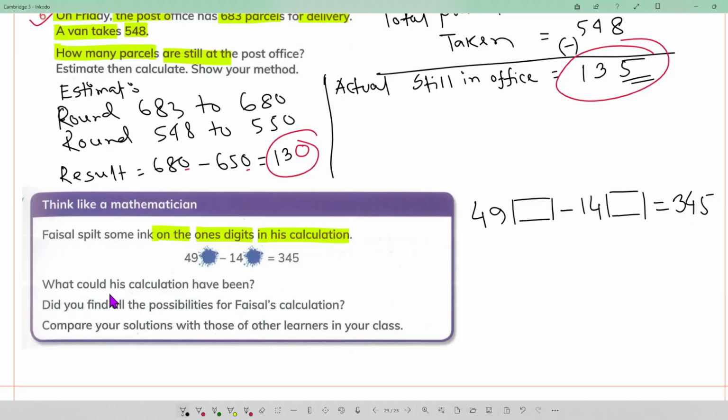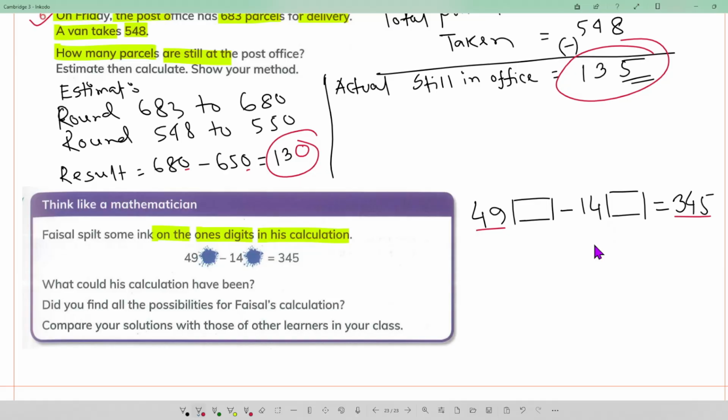What could his calculation have been? Did you find all the possibilities for Faisal's calculation? Compare your solution with those of other learners in your class. So look, our target is to make 345, but here the first 2 digits are clear and the last digit is not clear. Similarly 14, it means the first 2 digits are clear but the last digit is not clear.